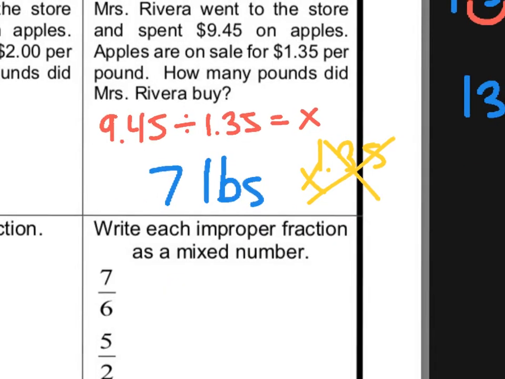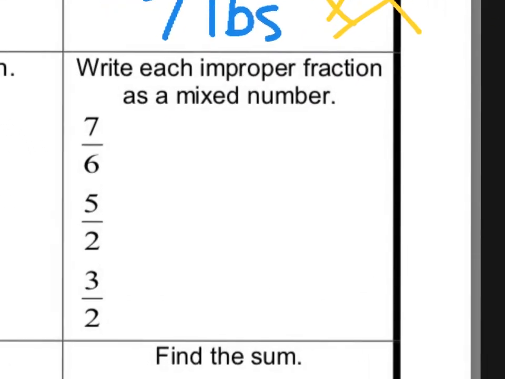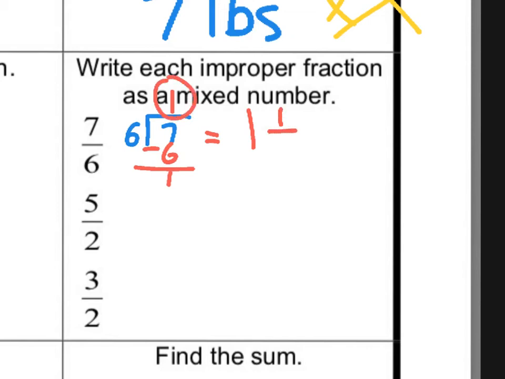For the next one, it says write each improper fraction as a mixed number. So once again, we are going to divide. This is 7 being divided by 6. And of course, 6 can go in 7 once. That will give you 1 as your remainder. So that will give you 1 whole with 1 left, which is your remainder out of 6. So it'll be 1 and 1/6.